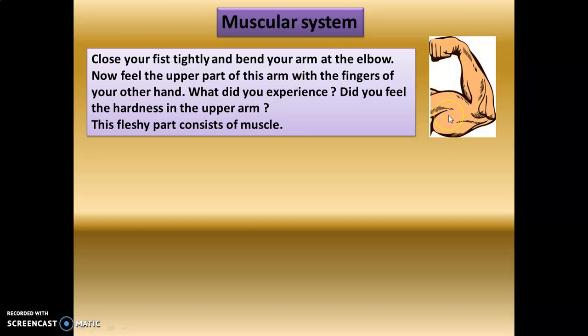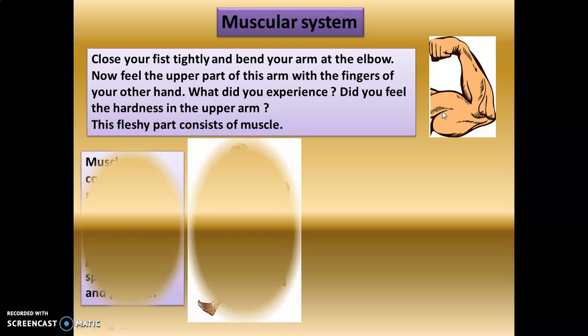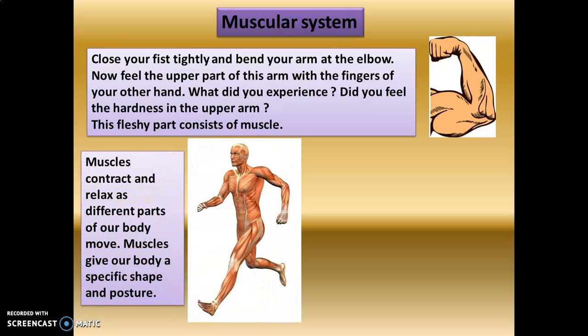We usually see the muscles of bodybuilders. So what are these muscles? What you can see in the upper arm, the hard thing that you feel here, is nothing but the fleshy part that consists of muscles. So this is the fleshy part of the body that consists of muscles. Muscles contract and relax as different parts of our body move. Muscles give our body a specific shape and a posture.